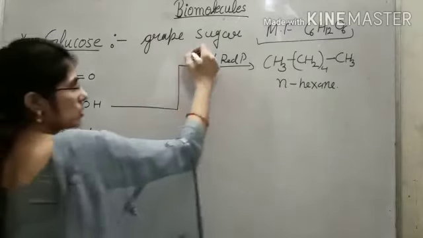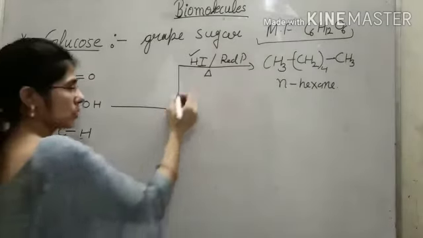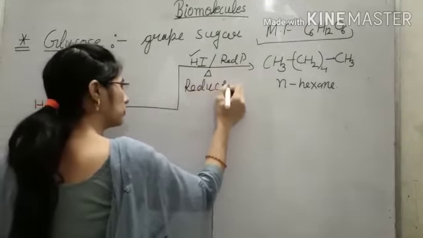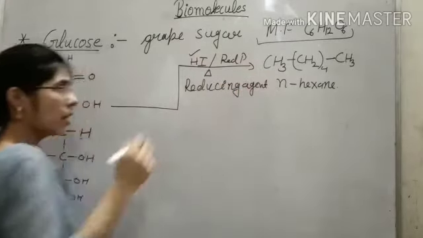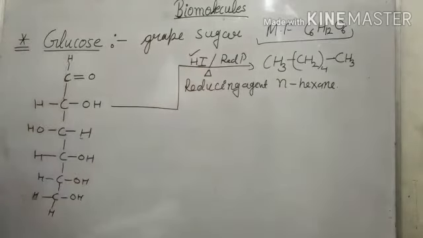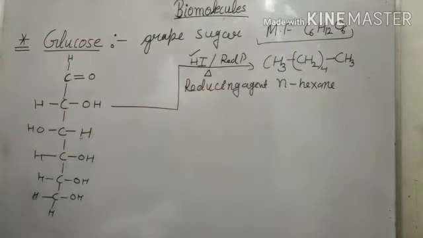And students, remember that HI in the presence of red phosphorus is the strongest reducing agent. It reduces alcohols, aldehydes and carboxylic acids. Okay, it is a very powerful reducing agent.